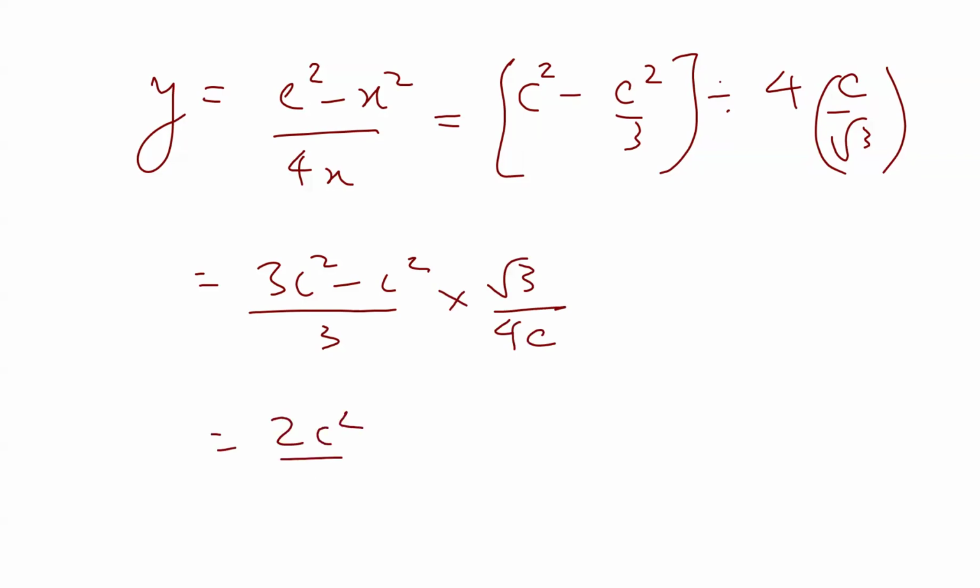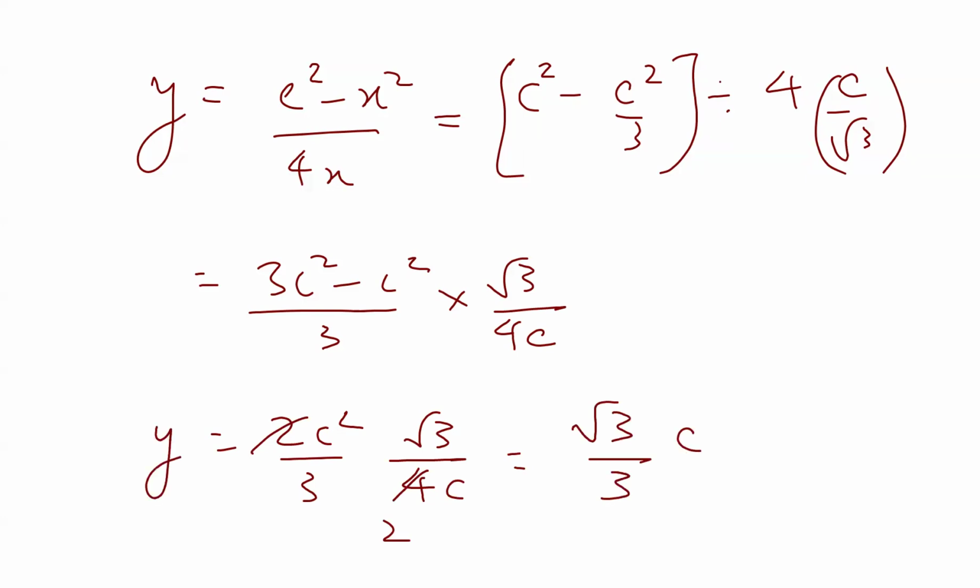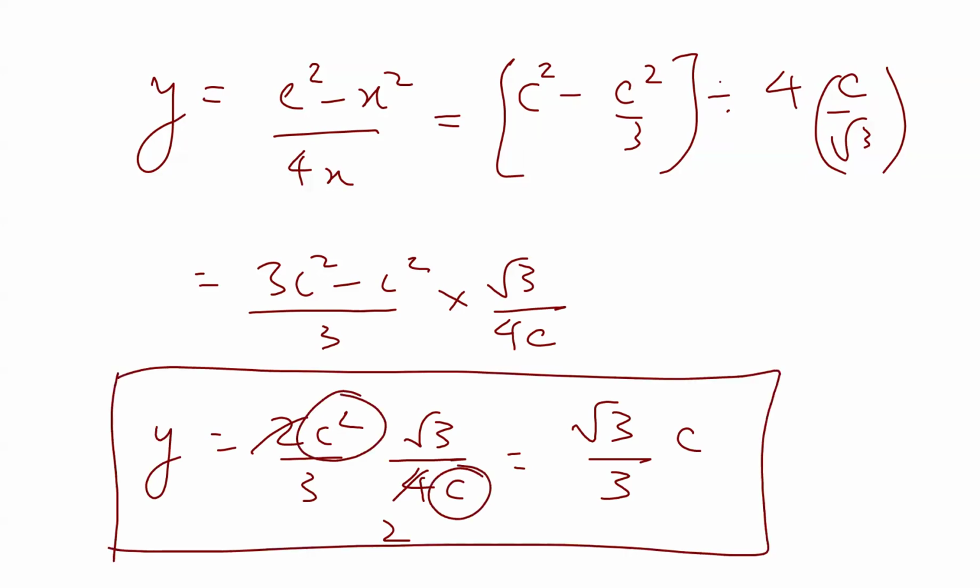So 2c square by 3 root 3 by 4c. 2 ones are 2, 2 twos are 4. So root 3 by 3c. That is the value of y, because c square upon c is c. This is the value of y.